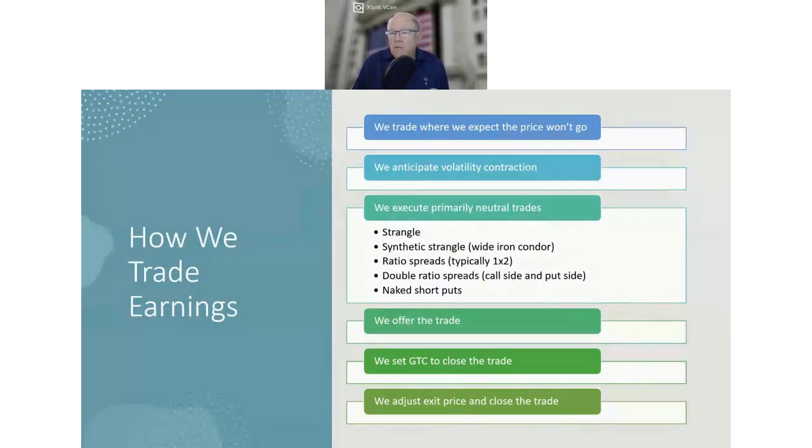Oops, there's what we didn't need. Thought I had all that stuff out. Okay, and then a double ratio, as I said, is a 1-by-2 on the call side and a 1-by-2 on the put side. And then finally, naked short puts. That's something I trade on occasion.